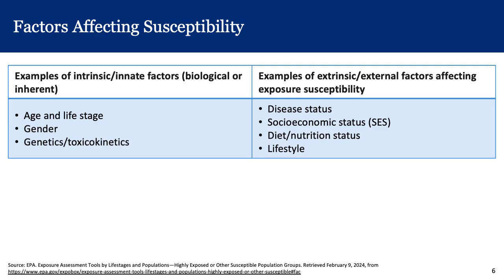Now, extrinsic factors affecting exposure susceptibility include things such as disease status, socioeconomic status, nutrition status, and various lifestyle choices. While some of these extrinsic factors may be modifiable, in reality, it is not always easy to do and may be shaped by structural and systemic barriers. So now we will go over a few of these extrinsic factors to see how they impact an individual's susceptibility.